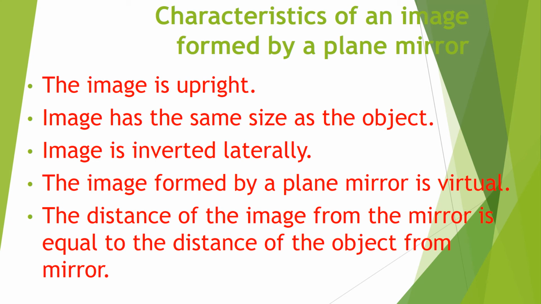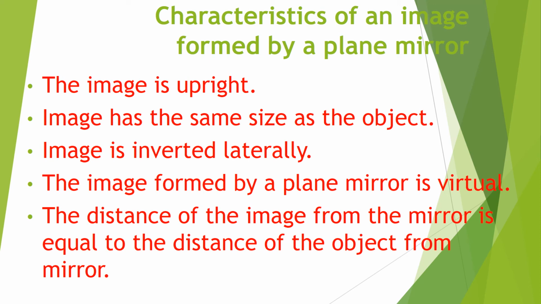The second characteristic of the image is the image has the same size as the object. When we get an image by a plane mirror, the size of the image is the same as the size of the object. The third one is the image is inverted laterally.